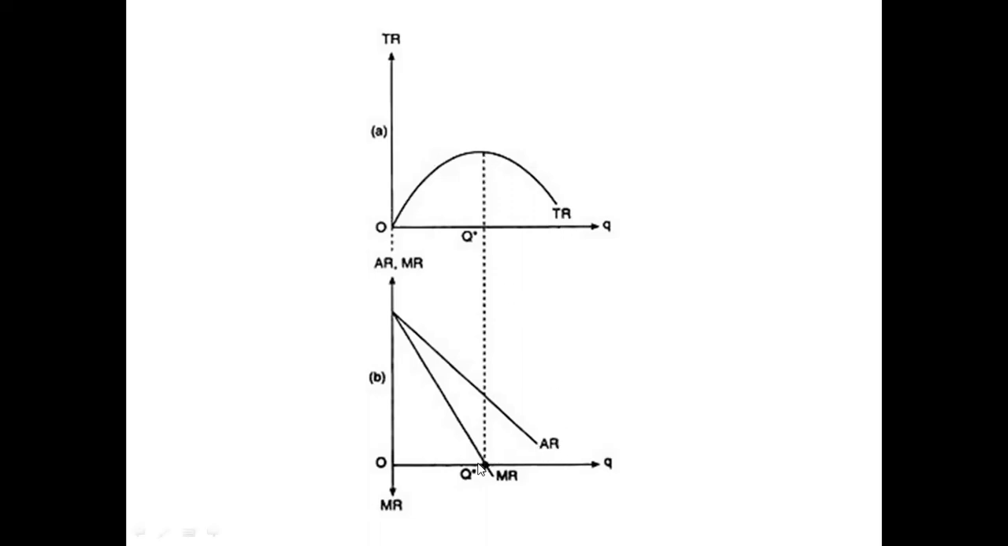AR and MR, they both are downward sloping. Even you can see this TR is also a downward sloping curve, but AR can never be zero and negative. This is average revenue.